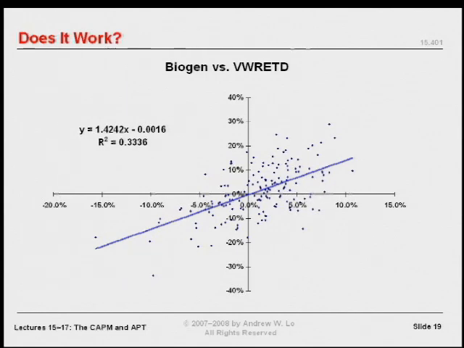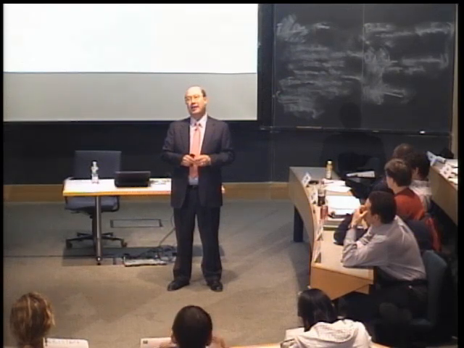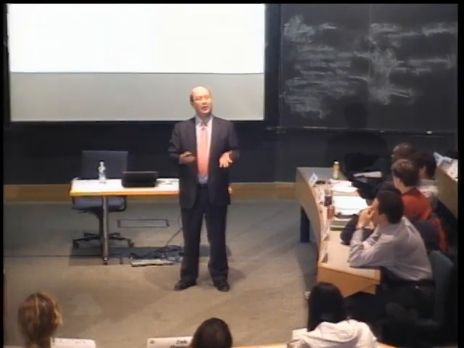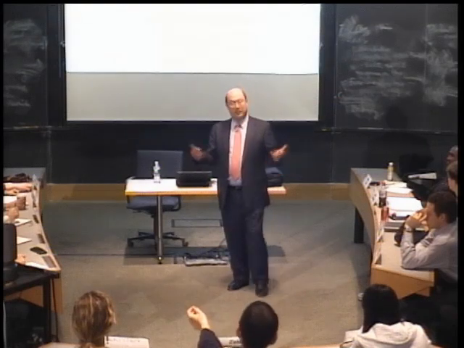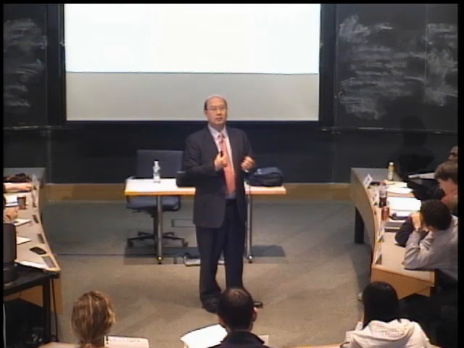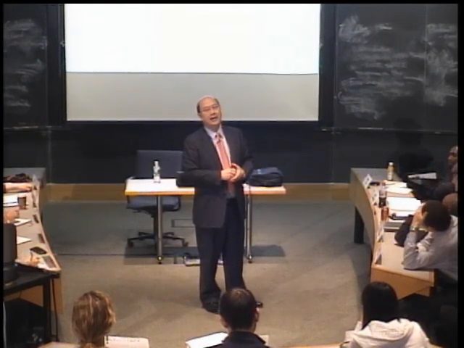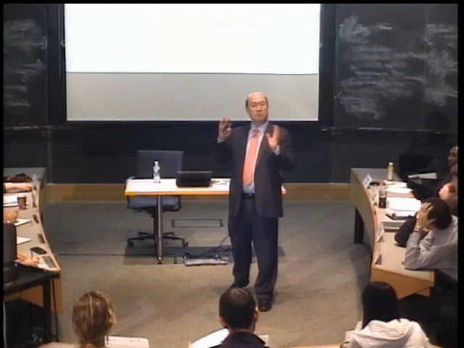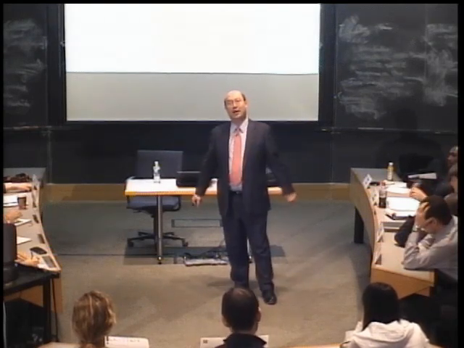So there is a line that goes through these points, but it's not a perfect straight line by any means, right? You could see there's a scatter. And so there's a tendency for Biogen to move together with the market, but it's not a perfect linear relationship by any means, okay? That's why the R-squared is not 100%. It's because we're not able to explain all of the fluctuations with a simple linear relationship. Life is more complicated than that. And so the CAPM is really just an approximation to a much more complex reality.